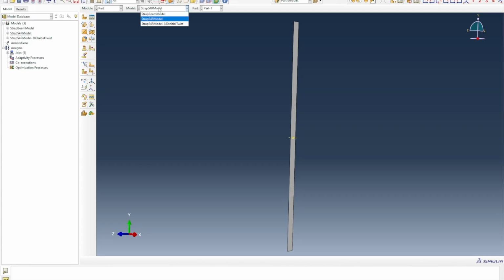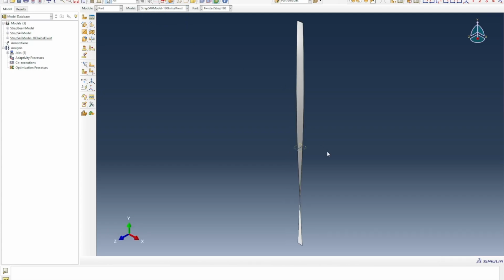And then the third model here was actually a strap with that twist in it. Essentially modeled this as a surface in SolidWorks, imported it into Abaqus, and then I was able to assign thicknesses and things like that to it, just how you would with a shell.